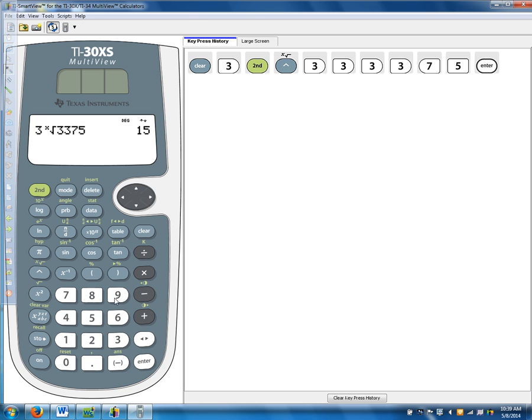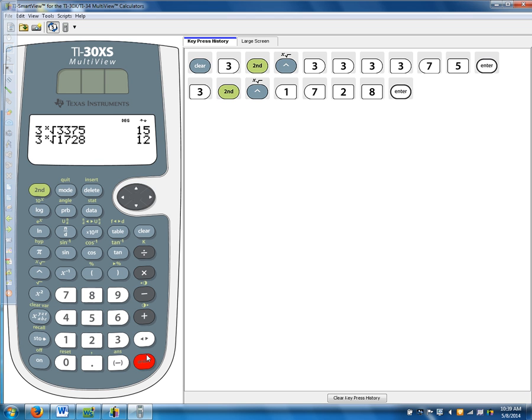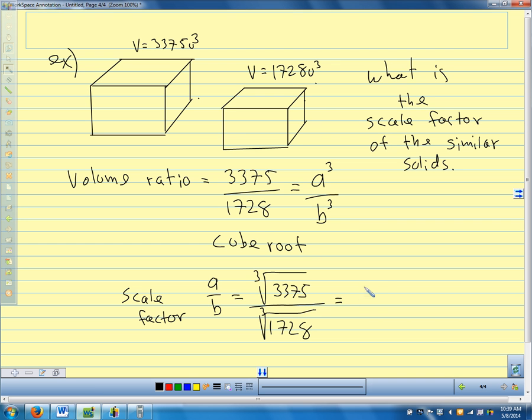And then I do the cube root of 1728, and the calculator tells me that's 12. So our scale factor is going to be 15 over 12. And can I reduce that to 5/4?